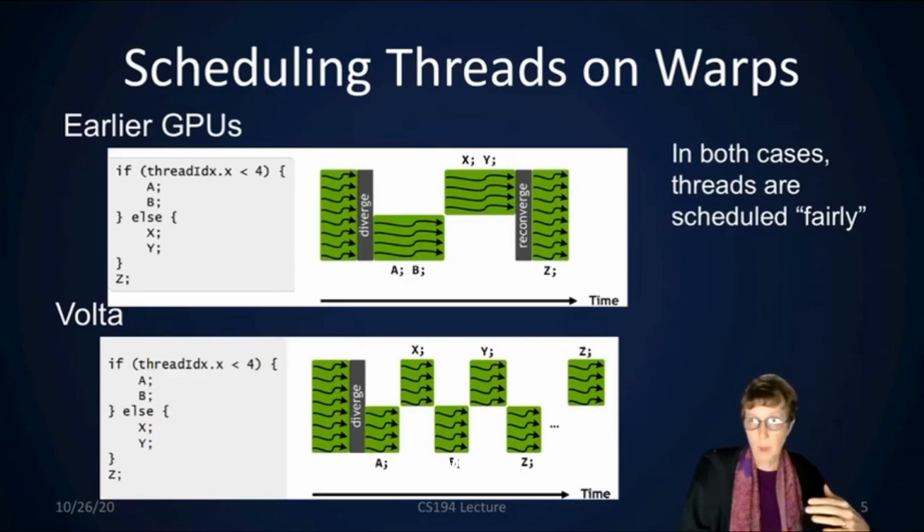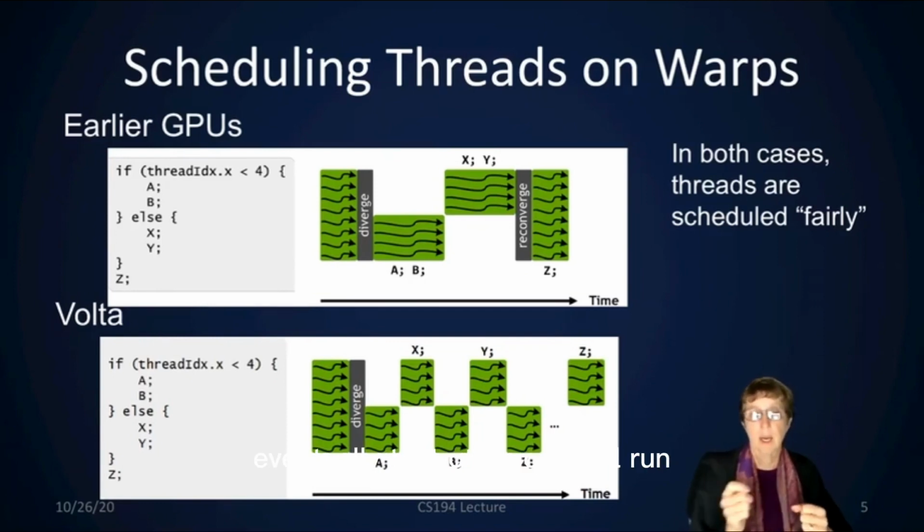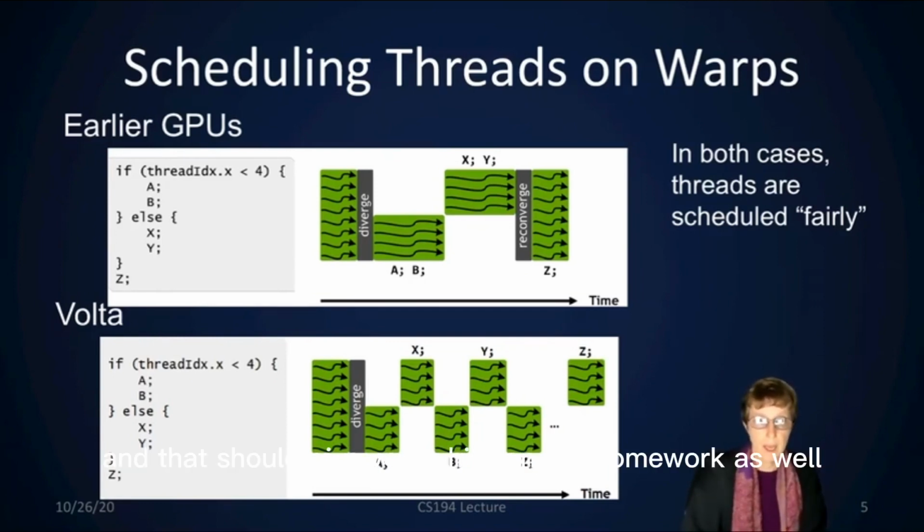Okay, so within a block, the threads are scheduled fairly. And what does that mean? Well, that means that eventually every thread will get to run independently of what any other thread is doing. We talked about this notion of progress back when we talked about linearizability and sequential consistency, although I didn't talk about it in a lot of detail. But it is important to understand that these threads will be scheduled fairly, and therefore you're going to be able to synchronize between them, because if one of them is waiting for another one, eventually that other one will run. And that should give you a hint on the homework as well.